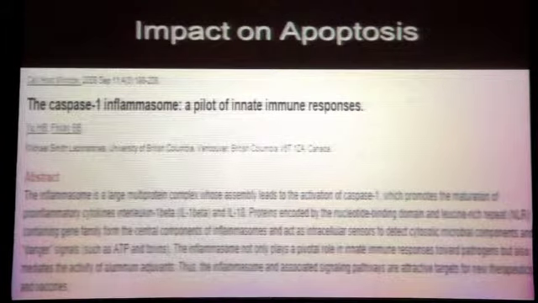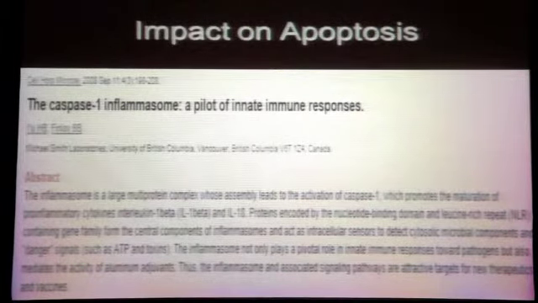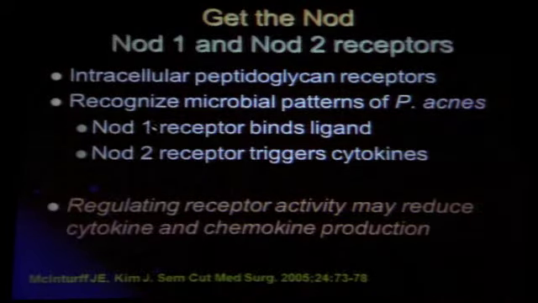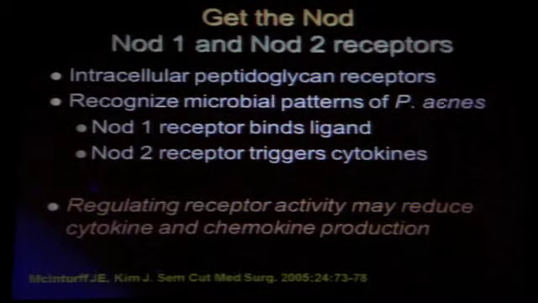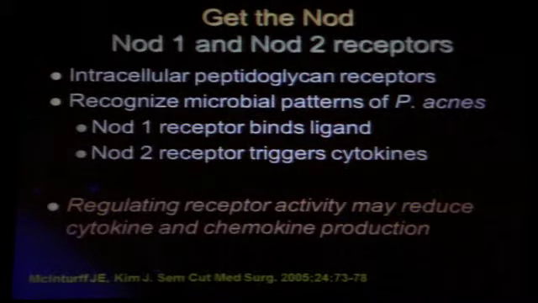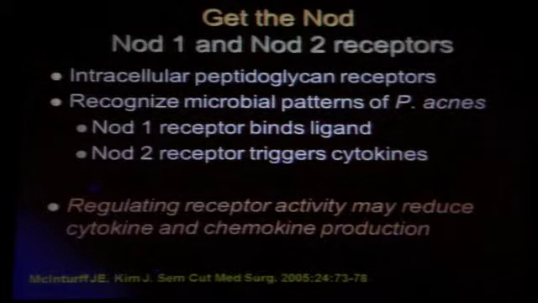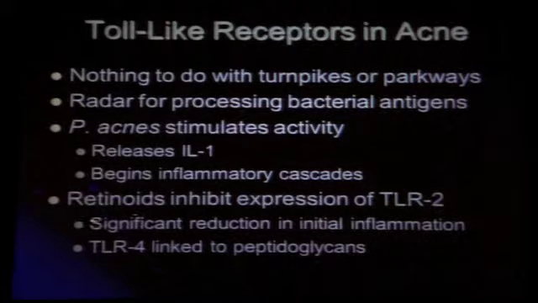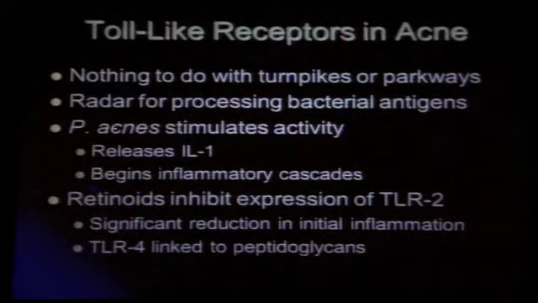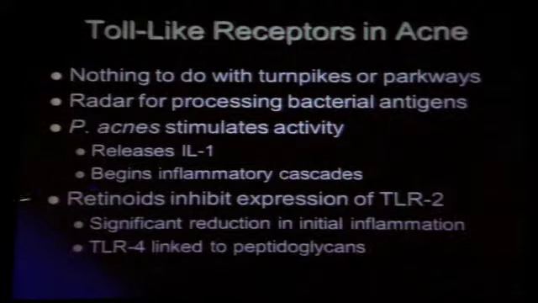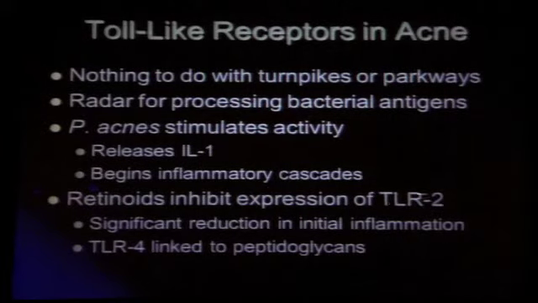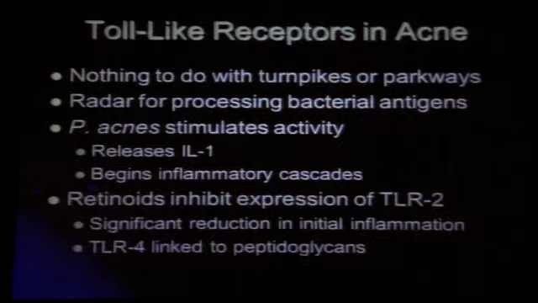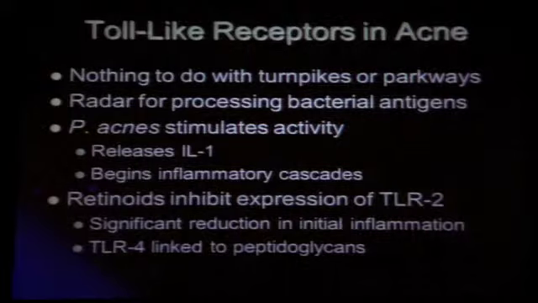Okay, so again, these are different targets of our immune system that could be pharmacologic down the road, as well as the way that we think about the components of where the immune system can be broken down. So, again, the NOD receptors are broken down into NOD1, which binds the ligand of P. acnes, and the NOD2 receptors triggering the cytokine responses that are appropriate for it. Okay? And then again, like toll-like receptors, as I showed you, toll-like receptor 2 has a lot to do with looking at the activity of P. acnes and some of the other components of acne. Retinoids have a significant inhibitory effect on the expression of toll-like receptor 2, and as we mentioned before, toll-like receptor 4 is linked to lipopolysaccharide and other peptidoglycans.